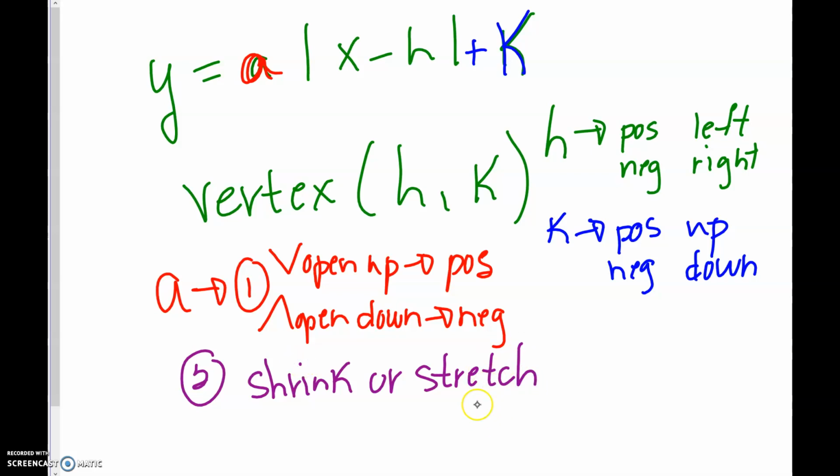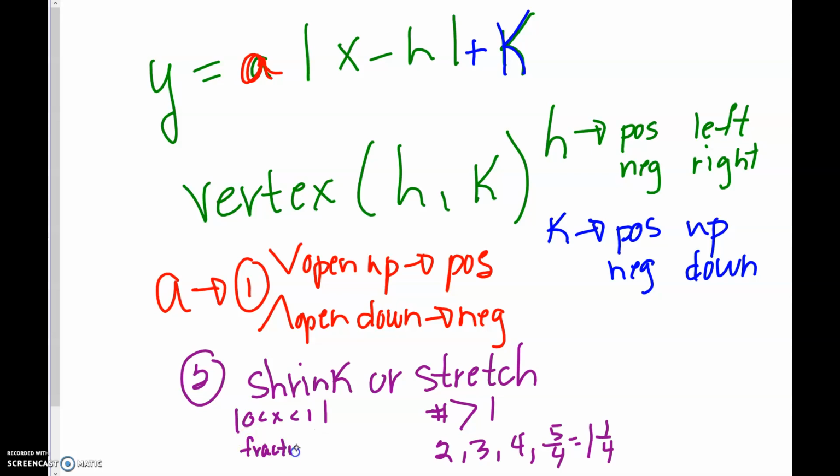So the stretch is when this number is bigger than 1. So we're talking about things like 2, 3, 4. Now we could also have a fraction like 5 over 4, because 5 over 4 is 1 1/4, so that is bigger than 1. Okay, so that's why I can't just say fractions. The shrink is when it's the absolute value and that number is bigger than 0, but less than 1. And most of the time, we just tell you to be looking for fractions. I know that's not 100% accurate, but most of you can just look for fractions for shrink or stretch.